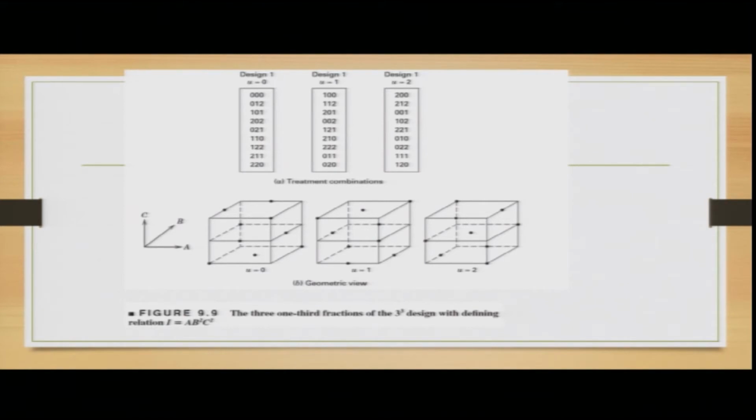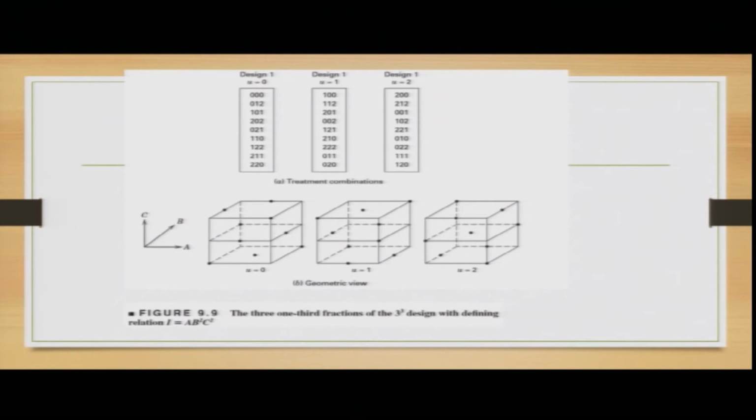If you remember, the variables in each block: one would be 0 0 0, which is at the lowest level for ABC, that is low low low. Then you have 0 1 2, 1 0 1, 2 0 2, 1 1 0, 1 2 2, 2 1 1 and 2 2 0. I am only mentioning the first and the last one. The 2 2 0 means A is at the highest level, there are 3 levels 0 1 2, B at the highest level, C at the lowest level, which is 0.